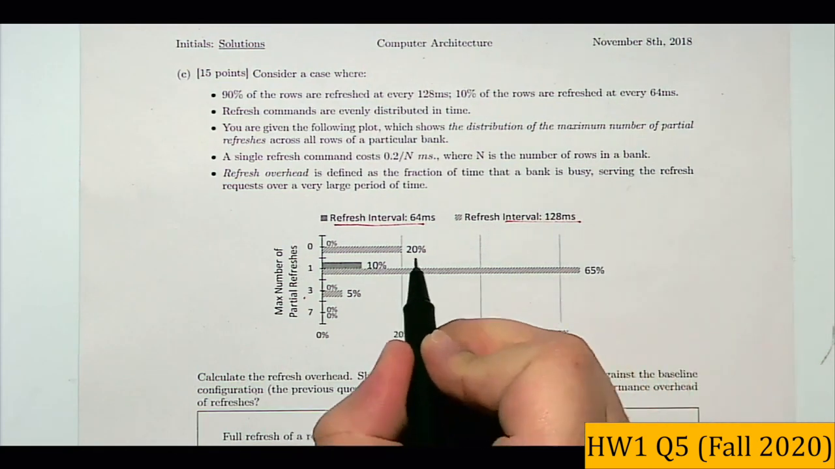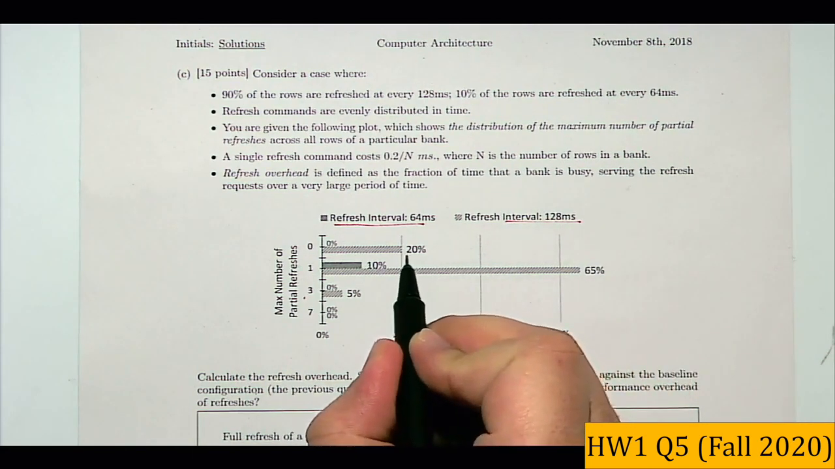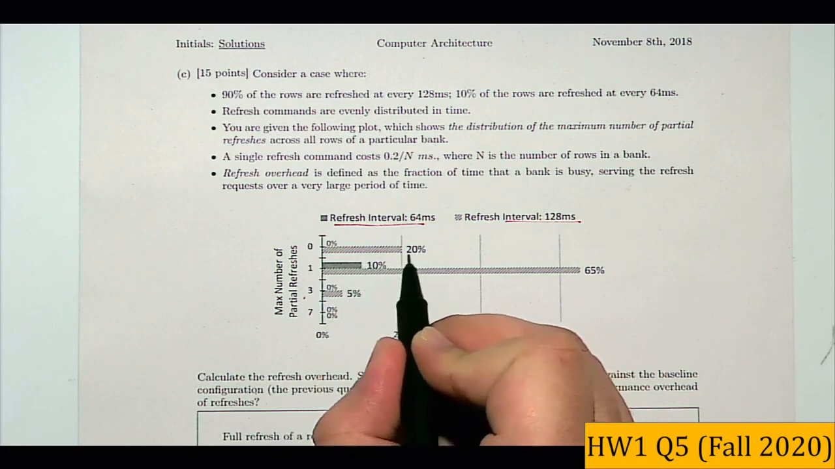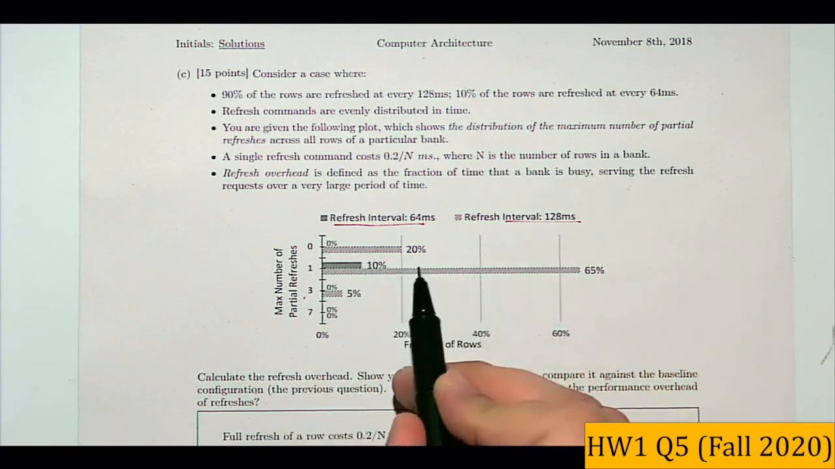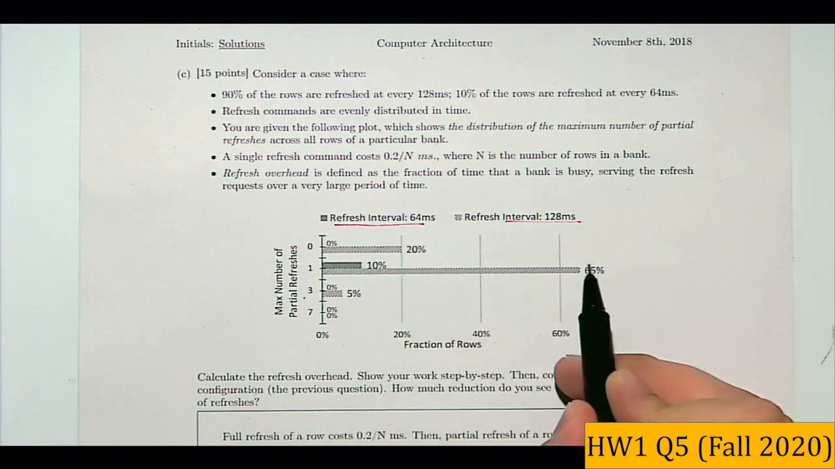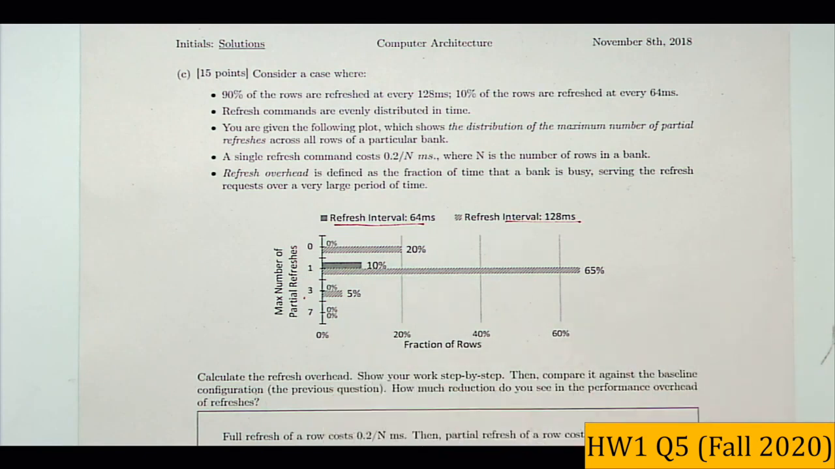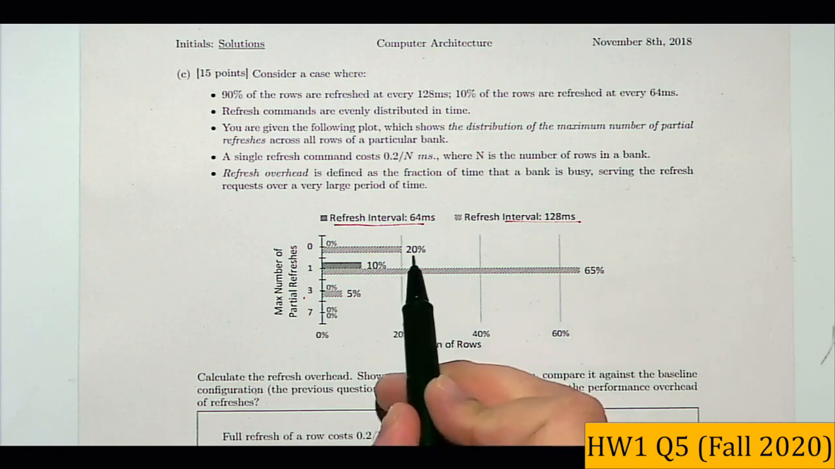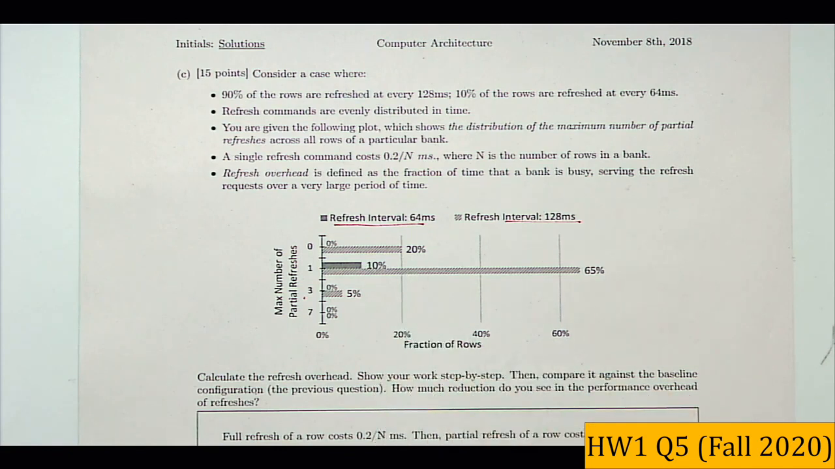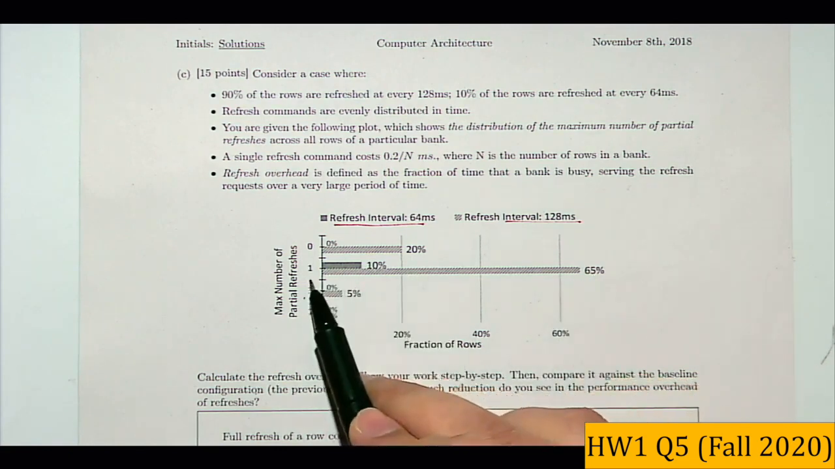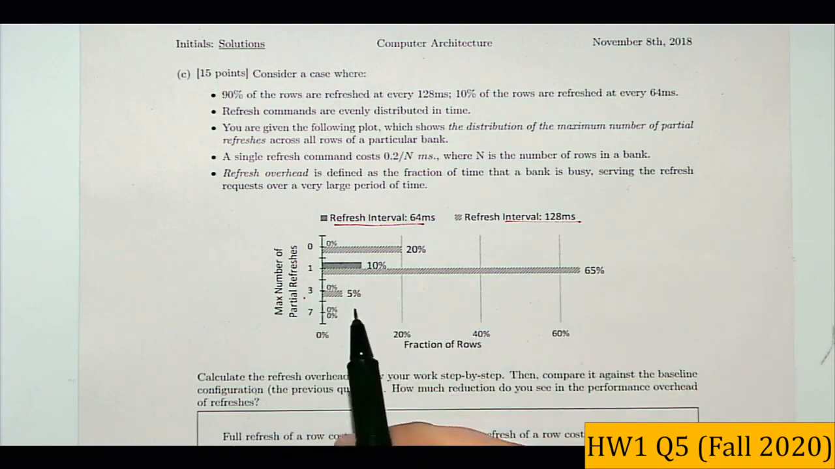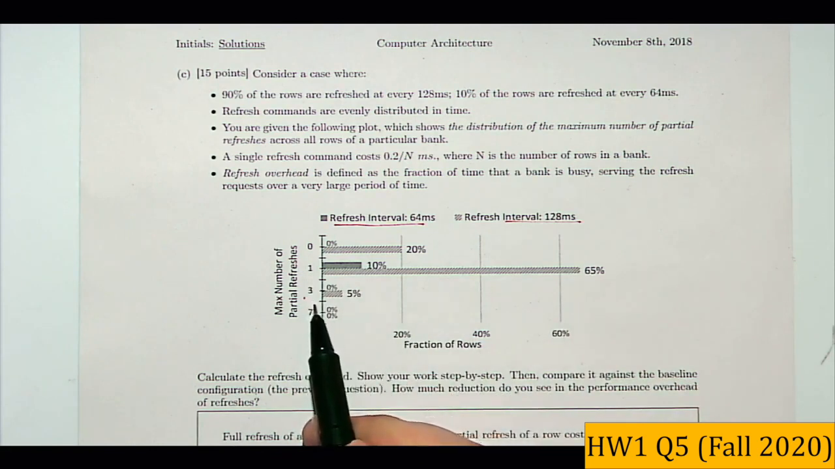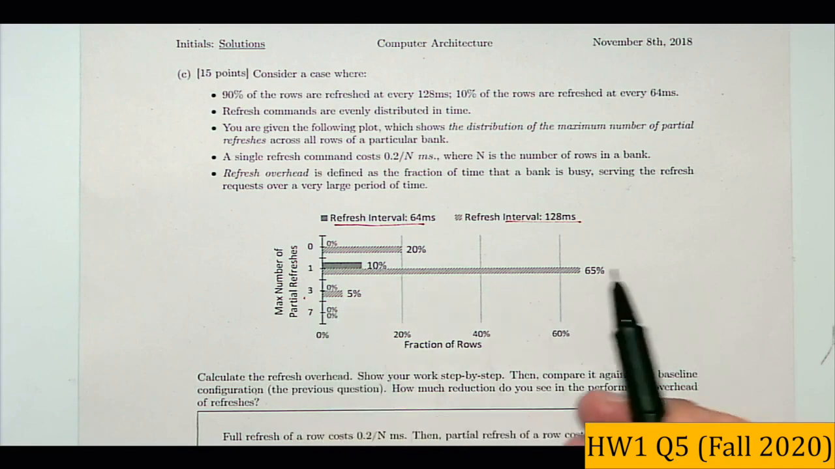So here I refresh all these rows. I mean this 20%, this 65%, and 5% at every 128 milliseconds, right? And for this 20%, it's always full refresh. And for this one, it's one full refresh, one partial refresh. And for this one, it's 3 partial refreshes and 1 full refresh.